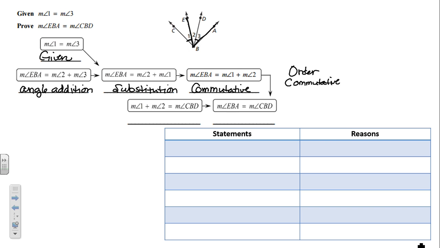All right. Then they said the measure of angle 1 plus the measure of angle 2 is equal to the measure of angle CBD. How can we say that? Angle addition again, exactly.